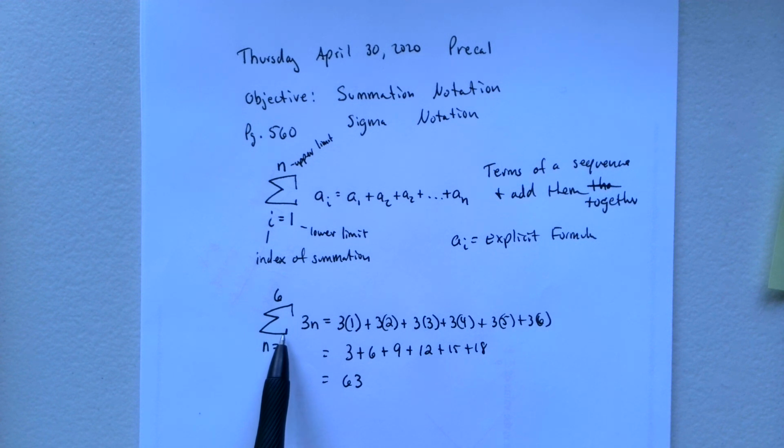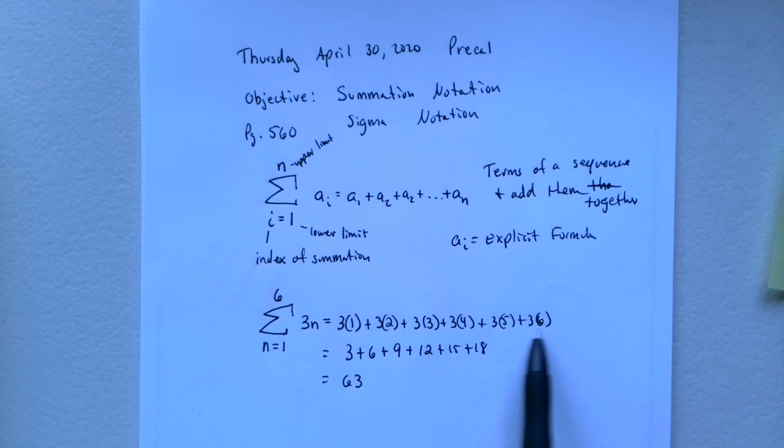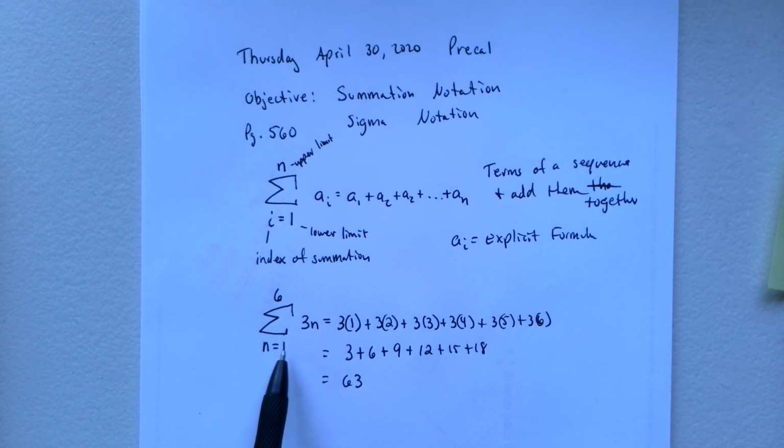So summation notation, sigma notation, you're going to find the terms of your sequence and add them together. And we use this notation in calculus for something called a Riemann sum. And again, you just start with this term and go to this term and add them together.